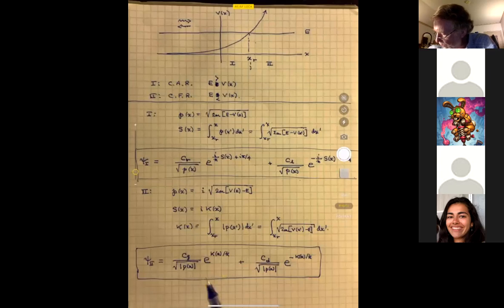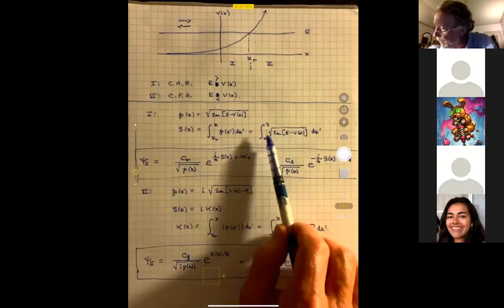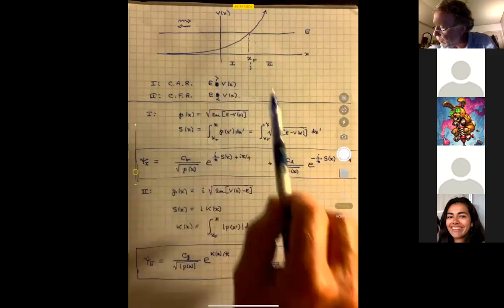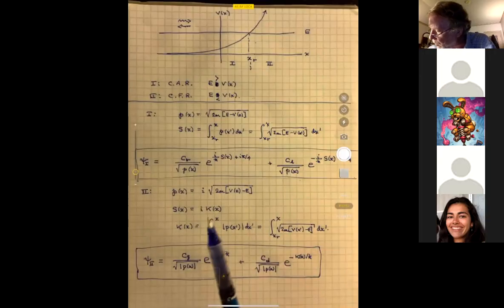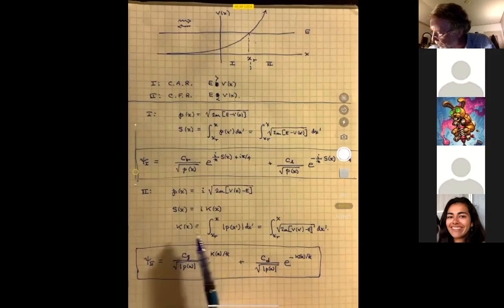In the classically forbidden region, you may notice the function k, the integrand, is positive, and the final point x, which is over here in region 2, is greater than x_R. So what this means, I'm sorry, I'm pointing to the wrong formula here. It's the k of x formula. The k of x, the integrand, is positive. So what that means is that k is an increasing function of x. And so this term that has the k of x in the exponent, you see, is exponentially growing.